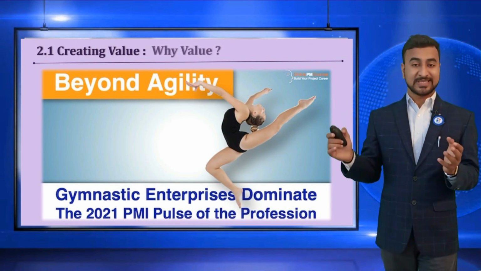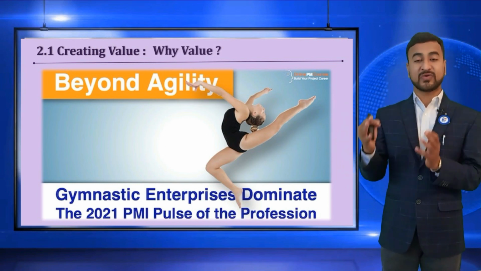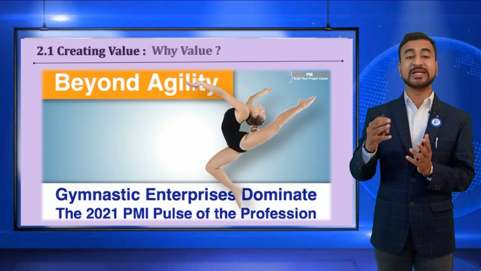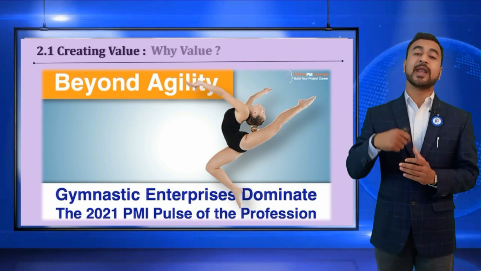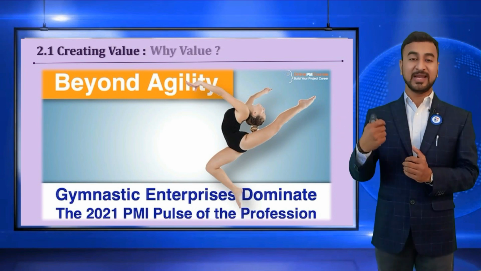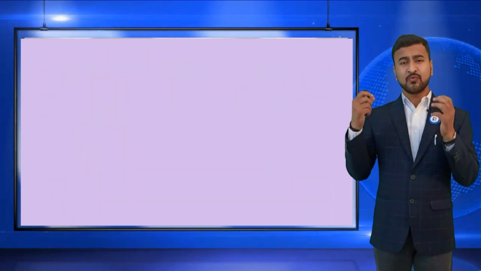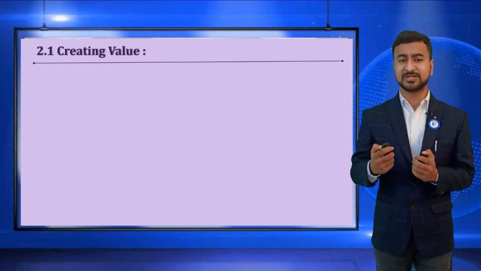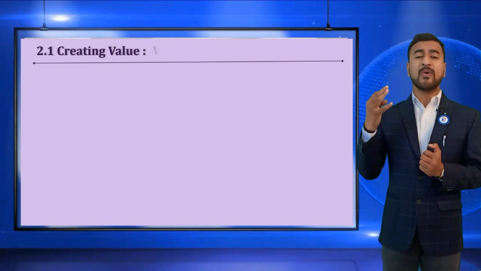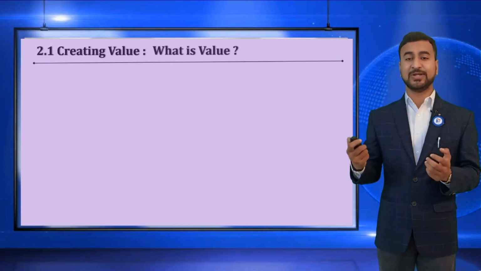So in today's session, we are discussing how we can transform our traditional organization into an agile organization and how we can create value. Let's discuss value delivery. In our previous session, we also discussed value delivery. So what is value?